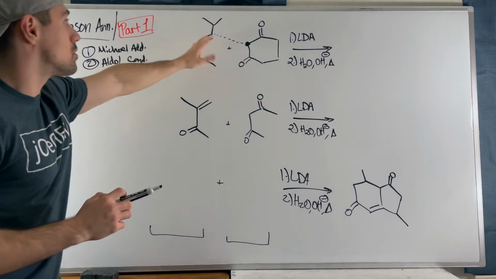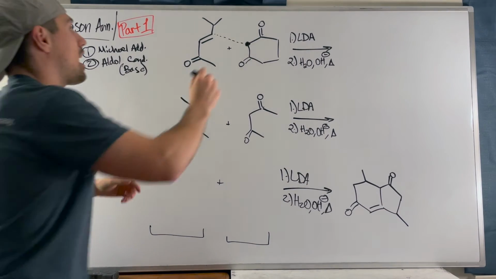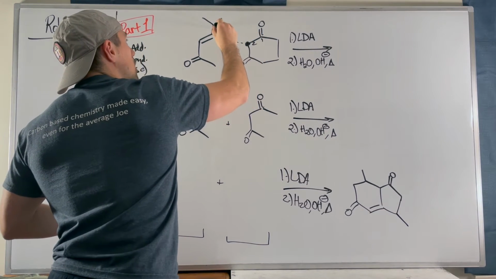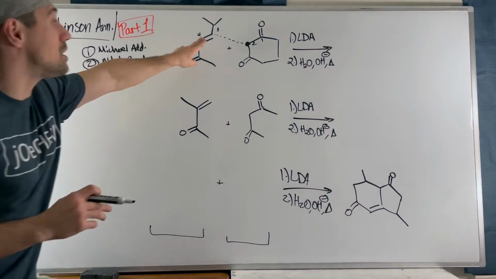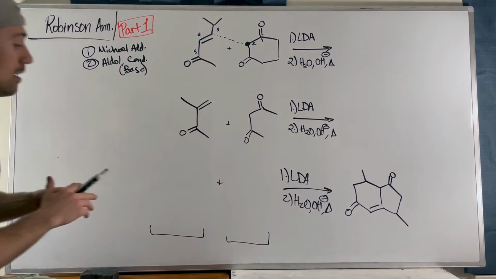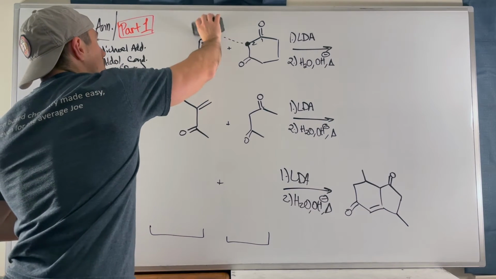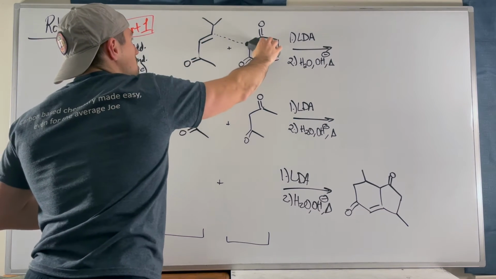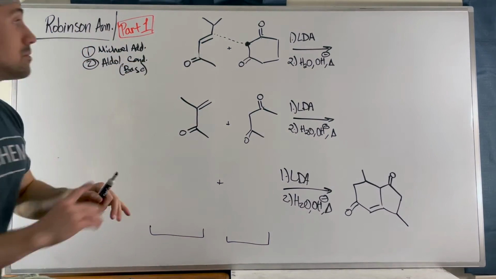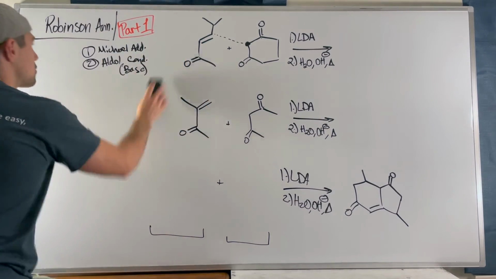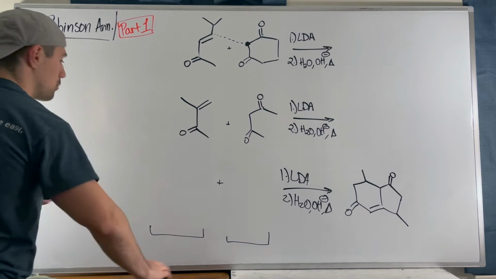And so again, it's a Michael addition. So you end up with a 1, 2, 3, 4, and 5 dicarbonyl. That double bond will be gone. After you do that initial Michael addition, this carbon-carbon double bond will have disappeared. And let me actually show you what that first step will look like.